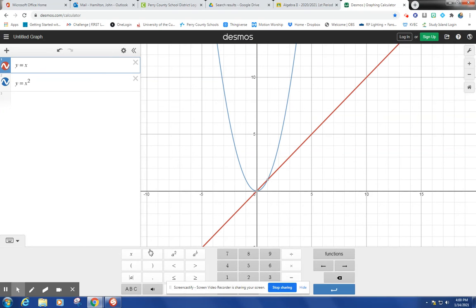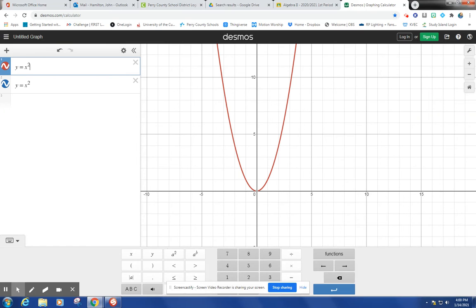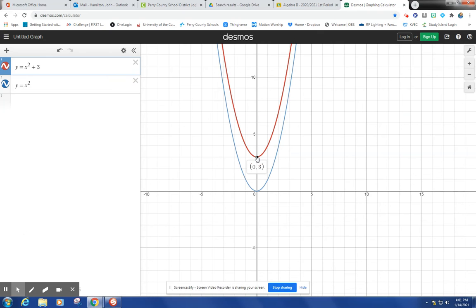We'll change this to x squared. But instead, at the end this time, we're going to put a positive 3. Notice what happened. I have exactly the same graph. Here's my parent graph, the blue one. I have exactly the same graph with the red one, but you notice that it moved up 3 spaces. Matter of fact, that little point right there tells me that it's (0, 3).